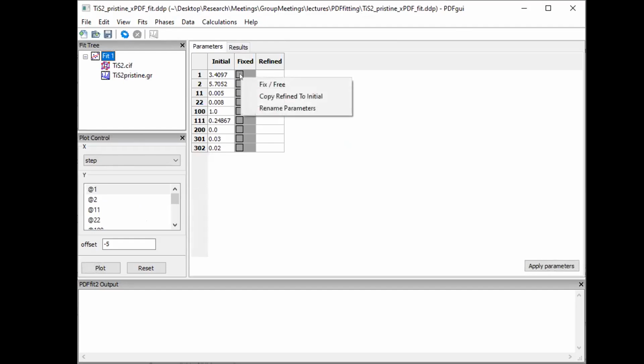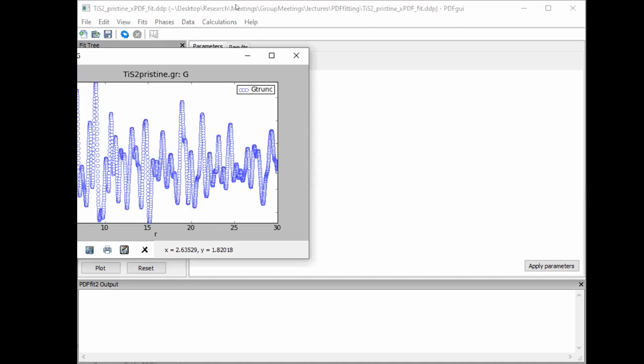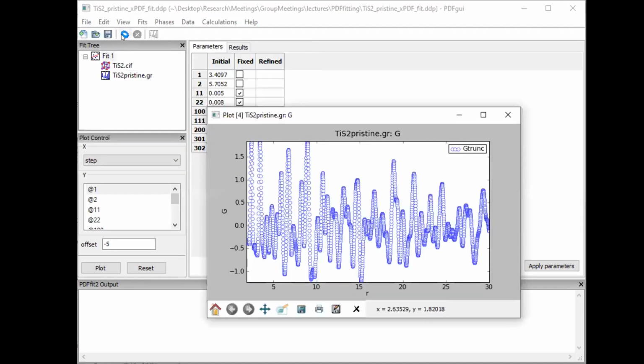We can first get everything fixed. Then we can easily choose the parameters we want to do the fitting. Remember, we started with a scale factor. This 100 is reserved for the scale factor since it's simply a coefficient, very easy to use. At the same time, we can also uncheck these lattice parameters. This is a lattice parameter for A and B, and this is the lattice parameter for C. So we can uncheck these three and start the refinement.